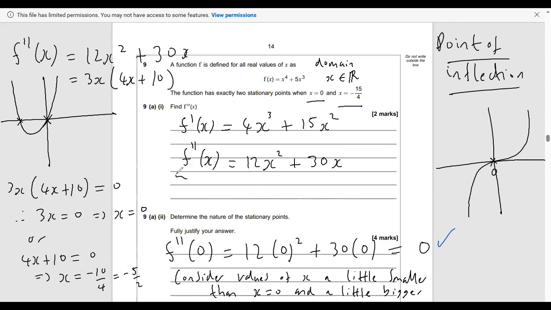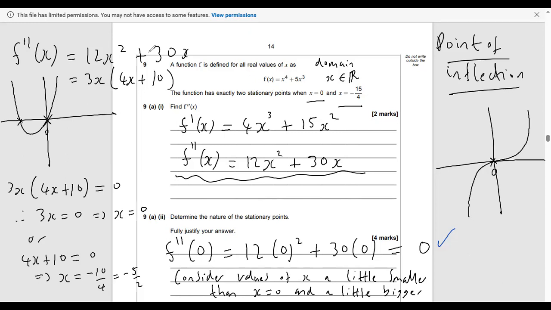So our second derivative curve looks like this. What we can see from this graph is quite clear: if x is a little bit bigger than 0, then our second derivative is positive. So let's make a note of this.